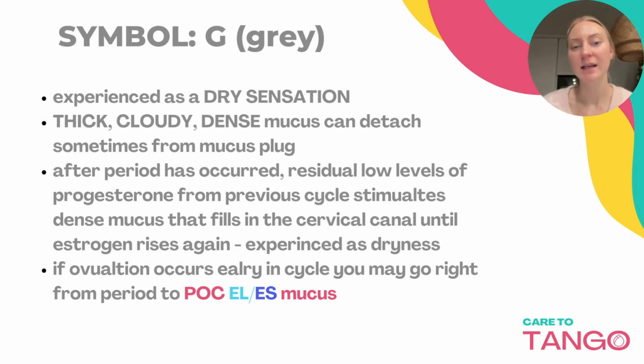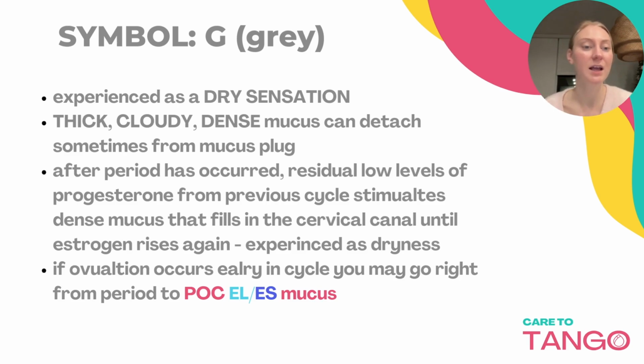We use G and gray for our dry days, and this is experienced as a dry sensation. You might see thick, cloudy, dense mucus, which can detach from the mucus plug. And after your period has occurred, residual low levels of that progesterone from the previous cycle can stimulate that dense mucus that fills in the cervical canal until estrogen rises again. And that is experienced as dry.